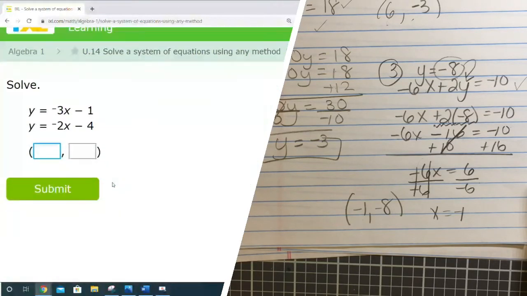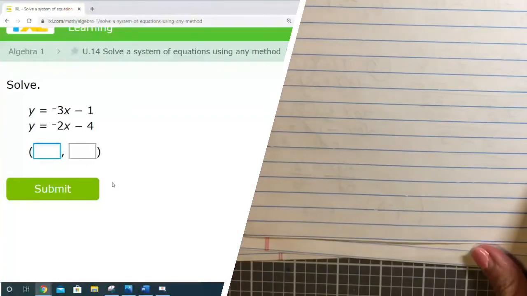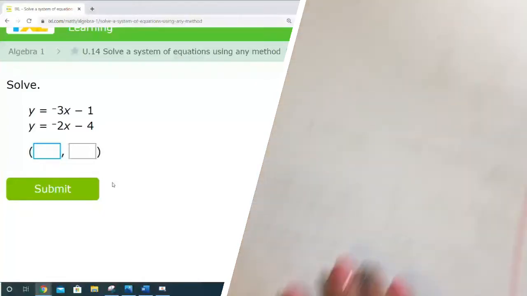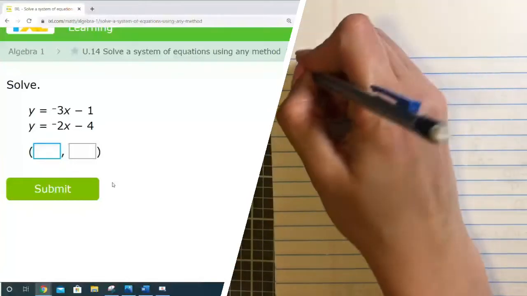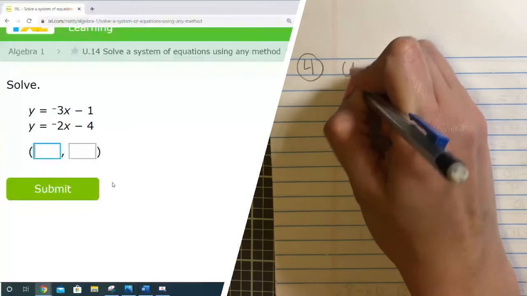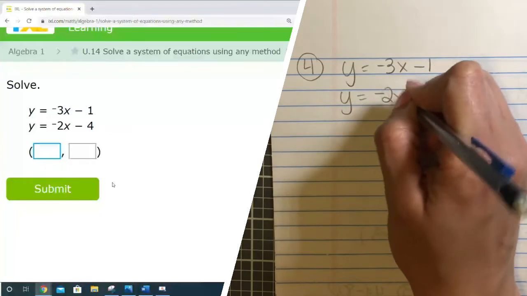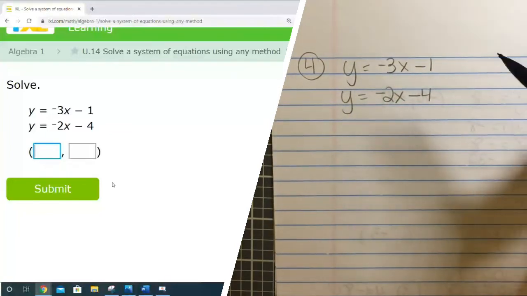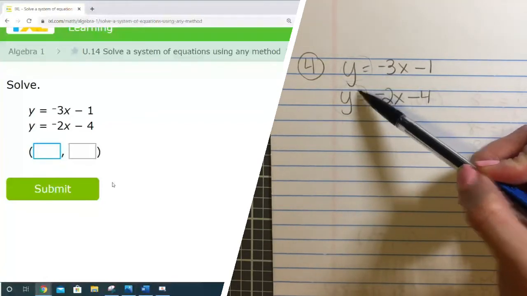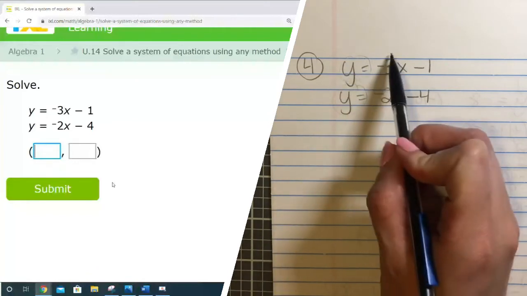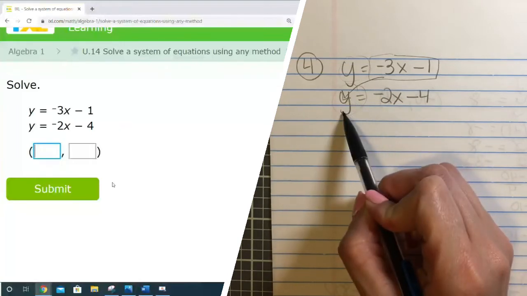Okay, great. All right, so this one looks a little bit different than the ones we just did. So let's go ahead and talk about what we're going to do for this problem. Typically what I would do for this question is, because we have y equals and y equals format, I would take what the first equation told me y was equal to and substitute it in place of this y right down here, okay?